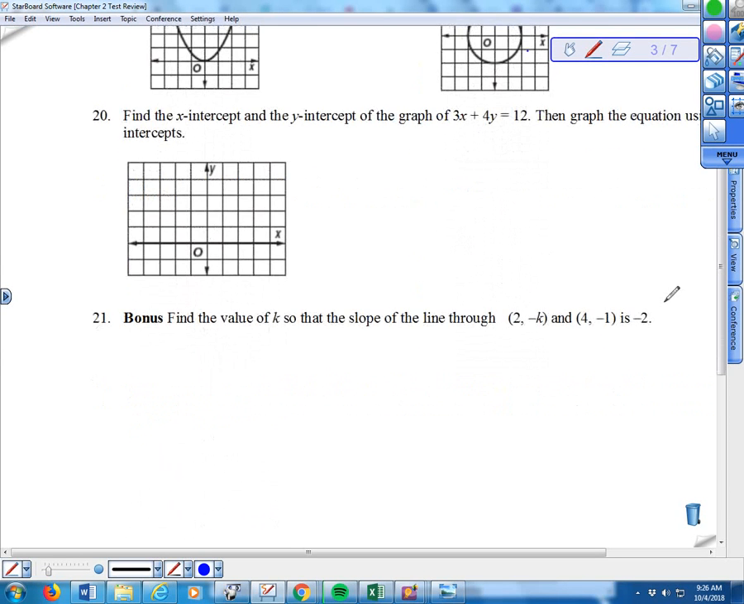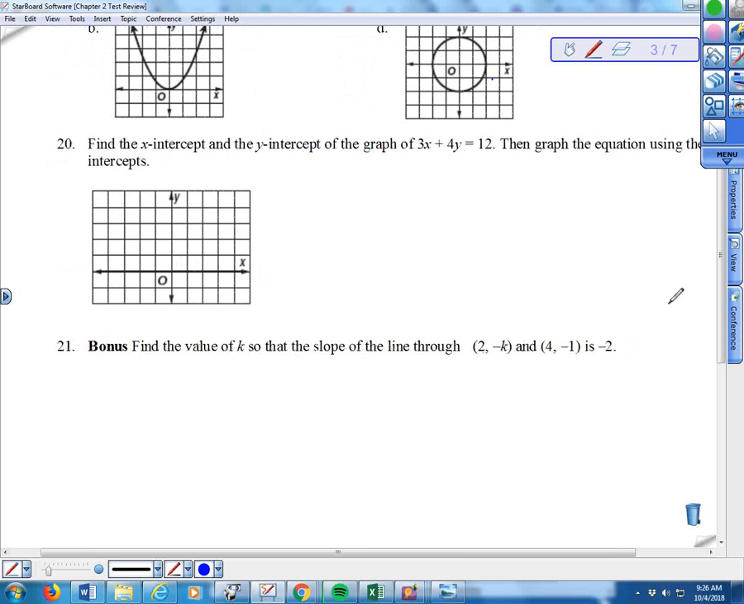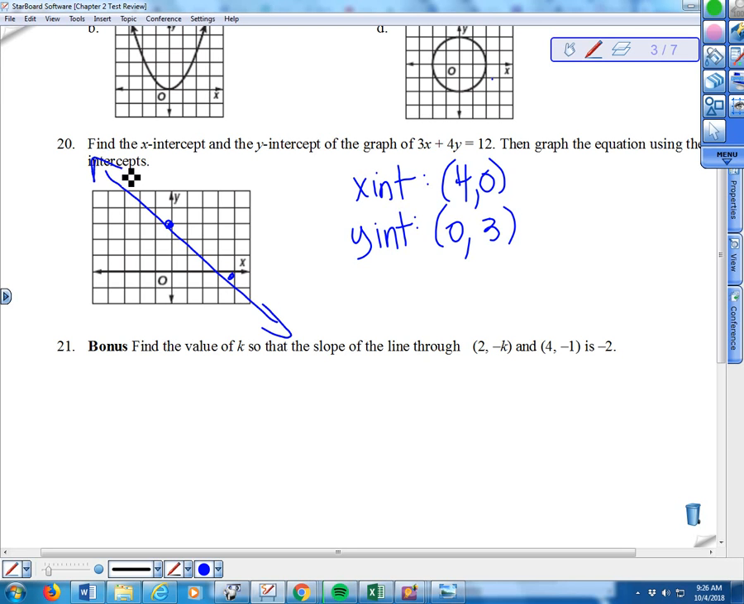Find the x and y intercept of the graph 3x plus 4y equals 12. Then graph the equation using the intercepts. So the x-intercept happens when y is 0. So when y is 0, x is 4. The y-intercept happens when x is 0, and that would be 3. So I graph 4, 0, and 0, 3, and I'm done. This was not an inequality.